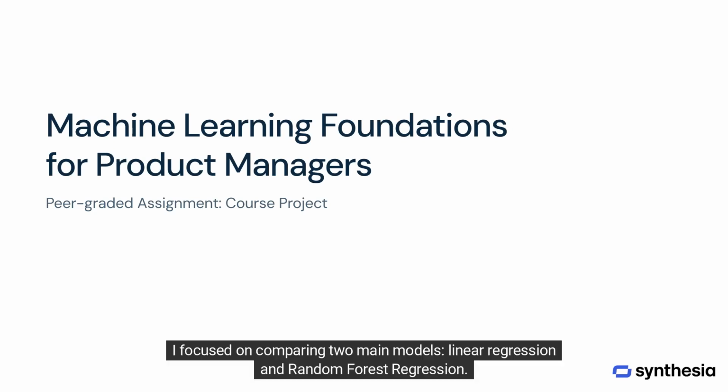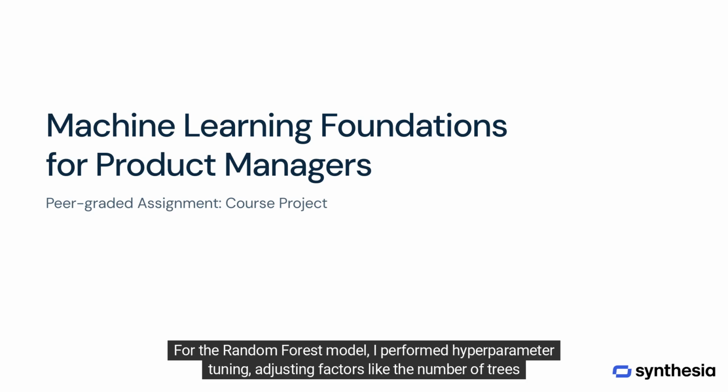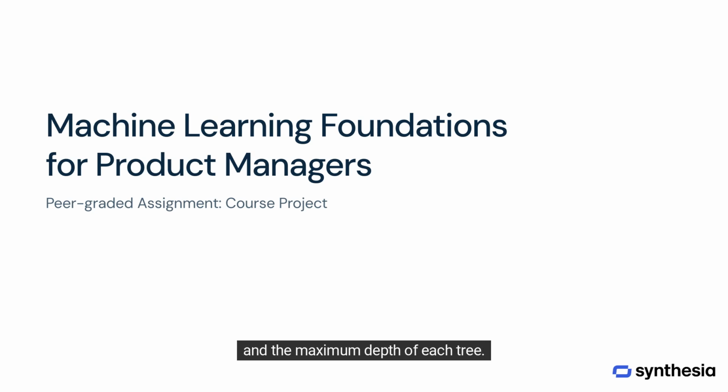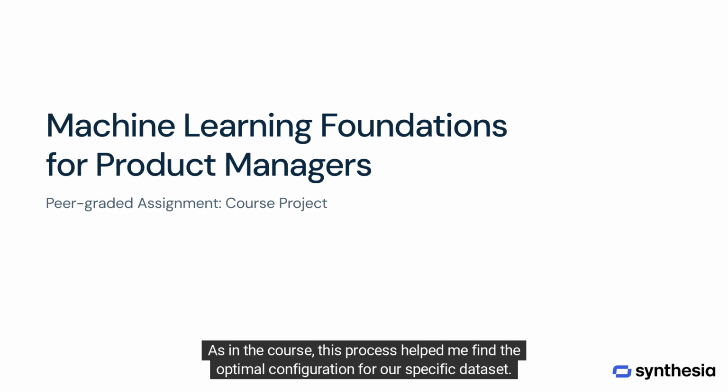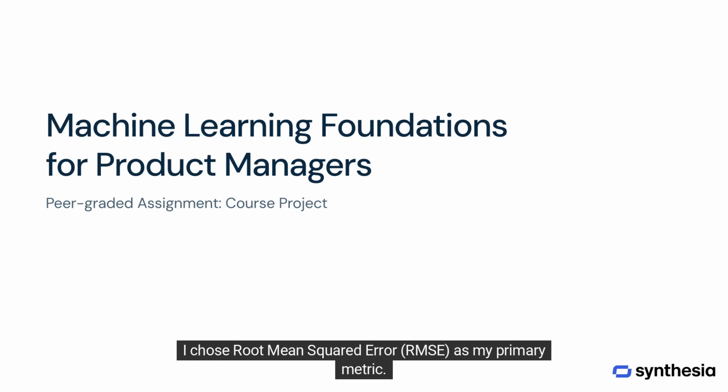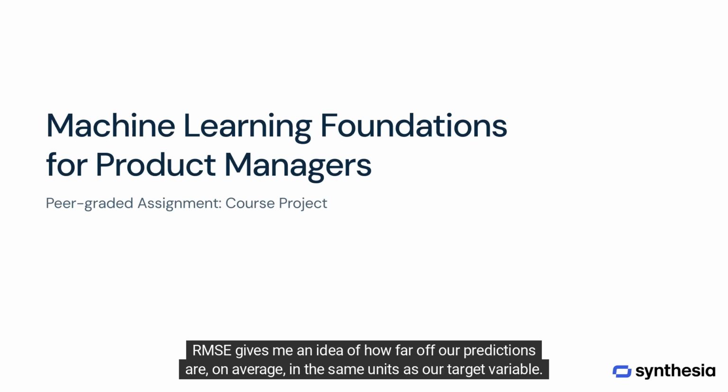I focused on comparing 2 main models, linear regression and random forest regression. For the random forest model, I performed hyperparameter tuning, adjusting factors like the number of trees and the maximum depth of each tree. As in the course, this process helped me find the optimal configuration for our specific dataset. I chose root mean squared error, RMSE, as my primary metric. RMSE gives me an idea of how far off our predictions are, on average, in the same units as our target variable.